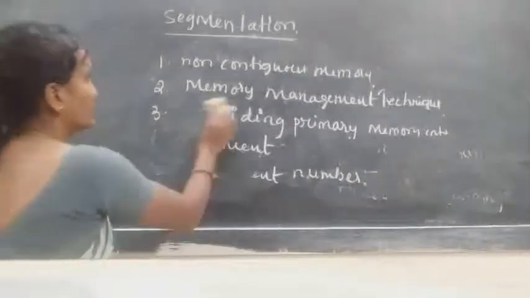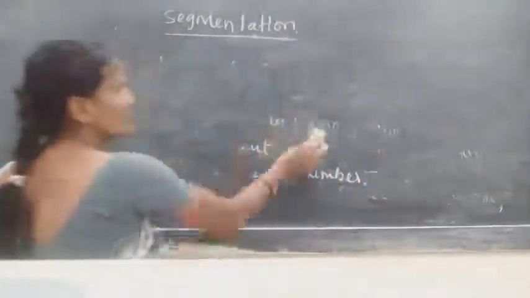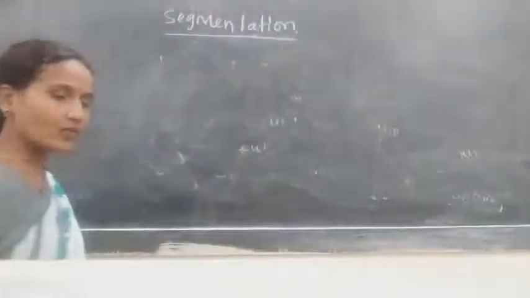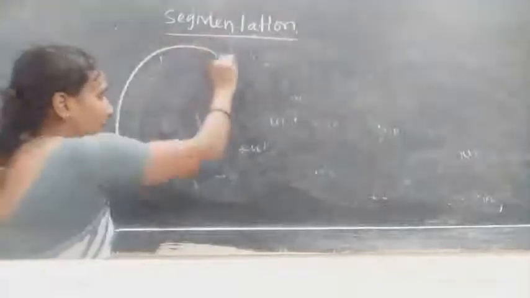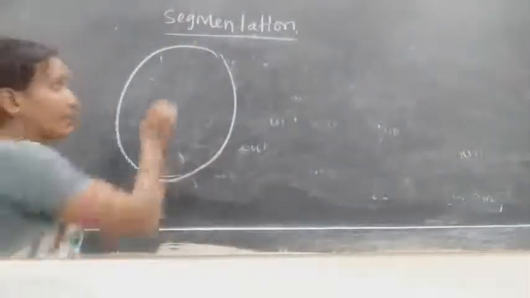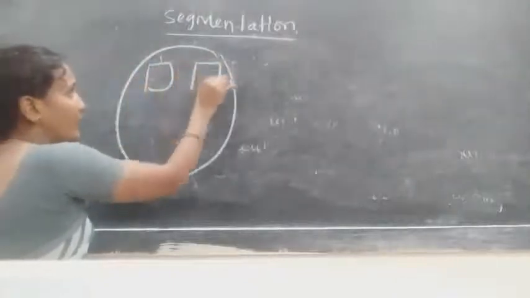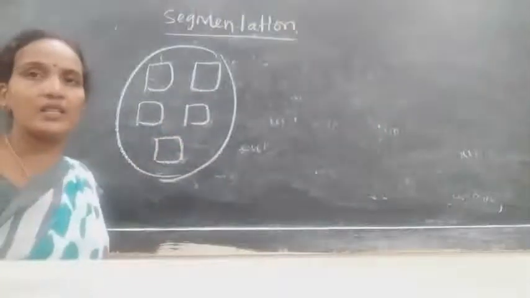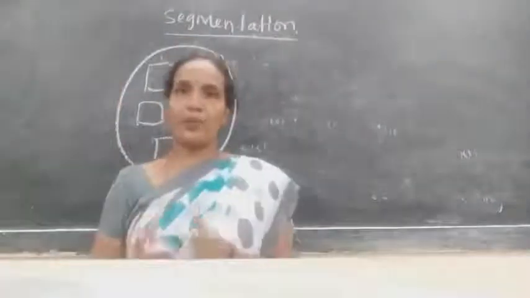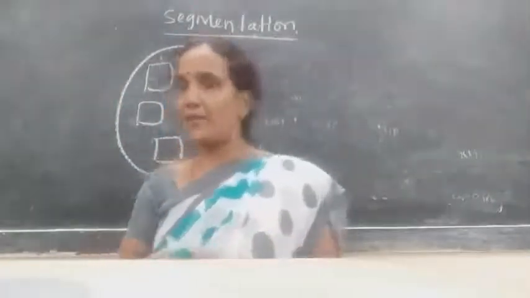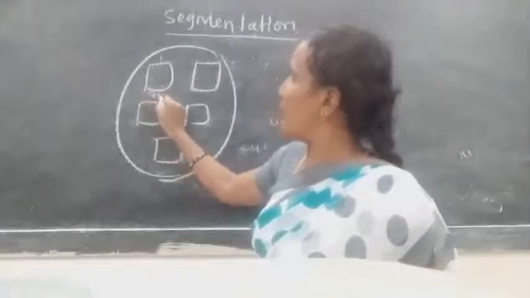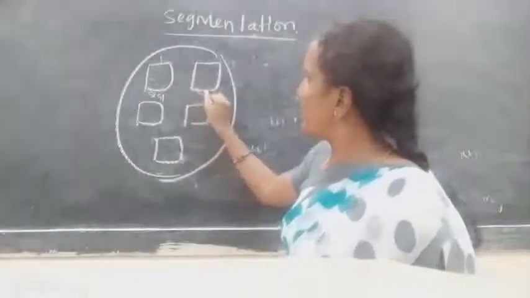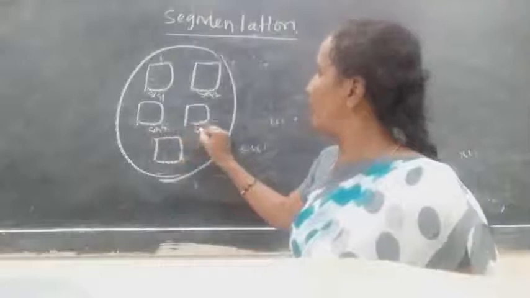Here, for example, one program is there. This is a complete program. This complete program is divided into different segments, or you can say the program is divided into different parts. Here the parts are called segments. This is segment 1. As I already said, each part is identified with the segment number: segment 1, segment 2, segment 3, segment 4, segment 5.